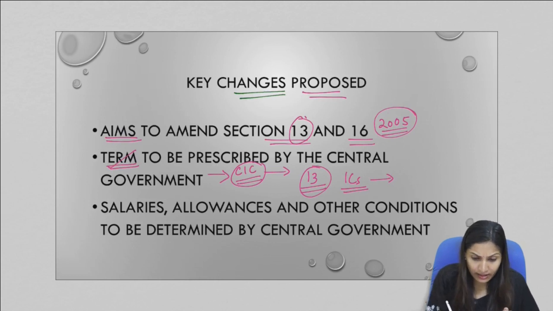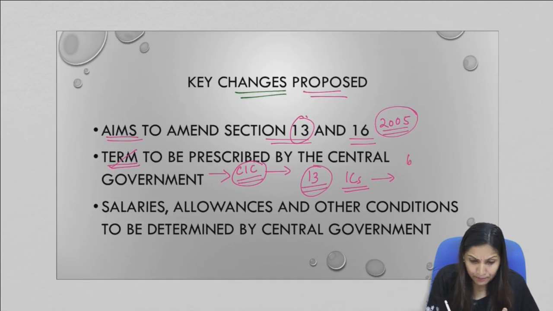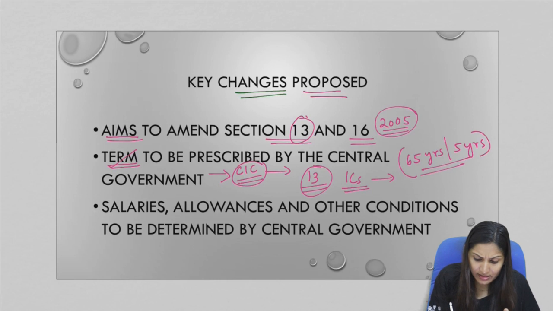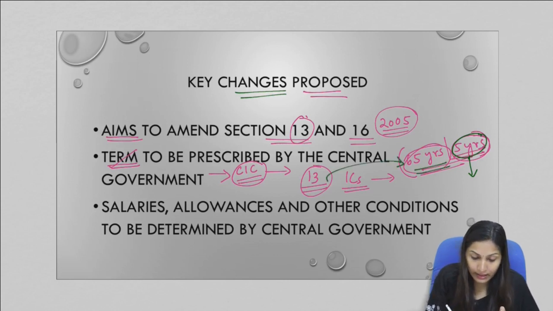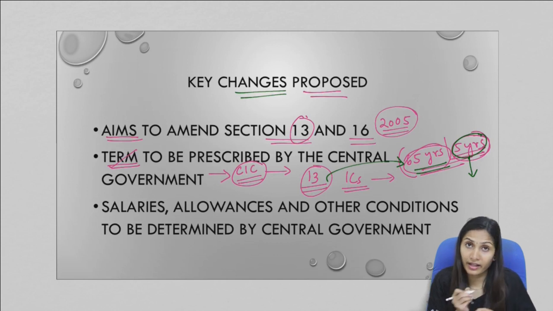Originally under the RTI Act, the term is 5 years or up to 65 years of age, whichever is earlier. So the retirement age is 65 years and the term is 5 years. This means that at the central level, the Chief Information Commissioner can serve for a period of 5 years or up to 65 years, whichever is earlier. And this is in Section 13 of the RTI Act.